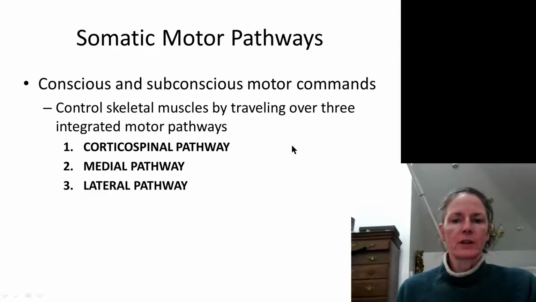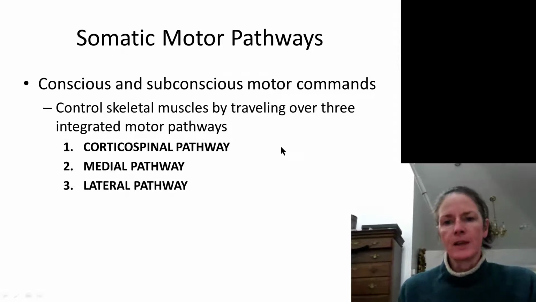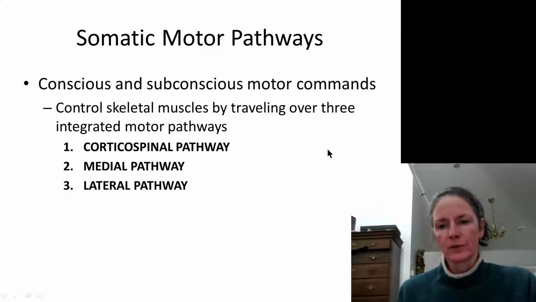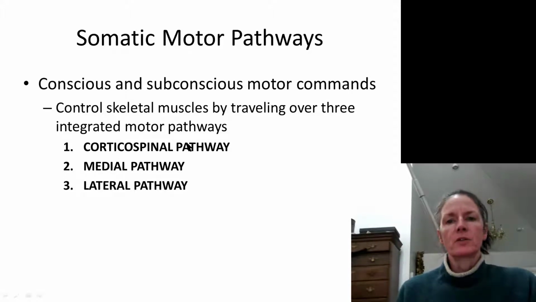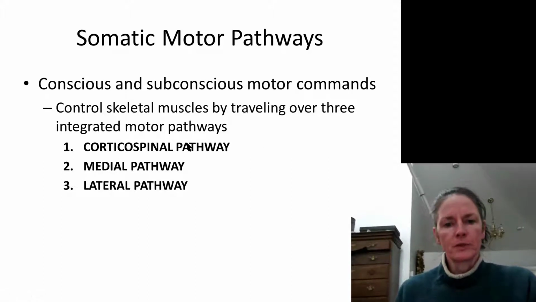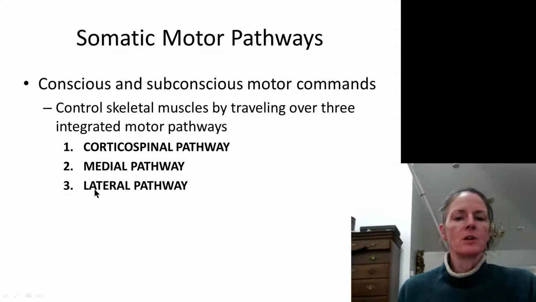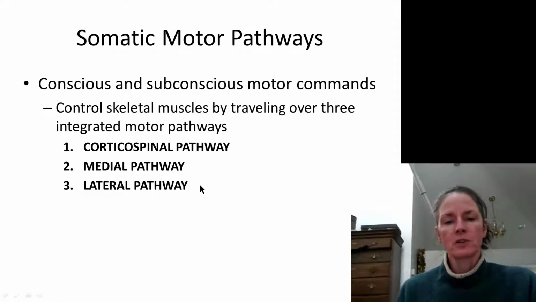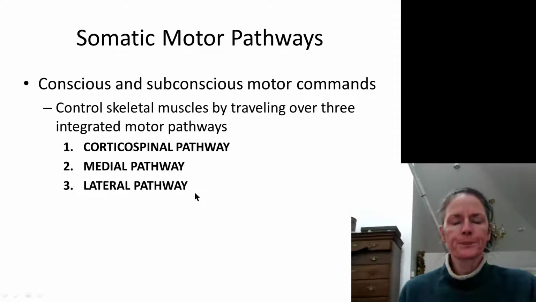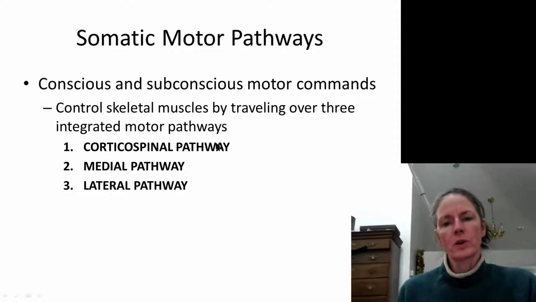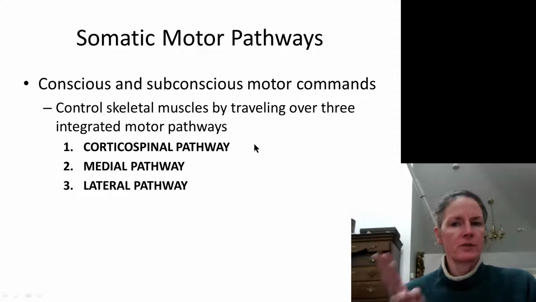So the first one we're going to look at, the corticospinal pathway, has three divisions to it. It is sometimes called the pyramidal system, as we will see in a little bit. But these three divisions of it are going to be concerned with conscious motor movement. Then we have the medial and lateral pathways that will be concerned with subconscious motor movement, or things that are not really within our conscious control. So when we look at the corticospinal pathway, we will see that we have three divisions of it.